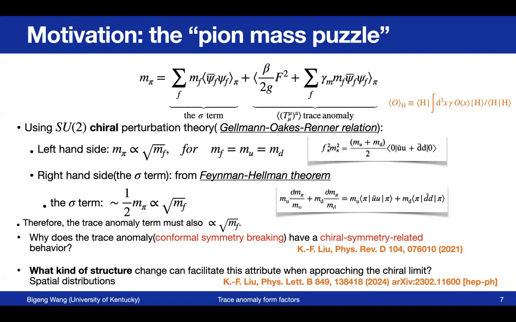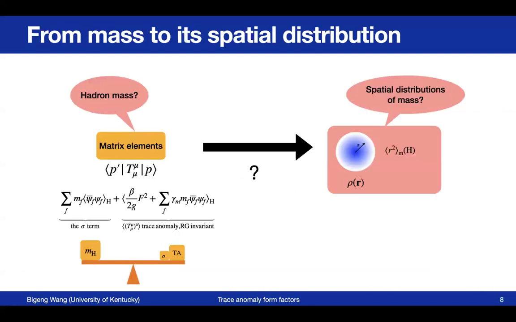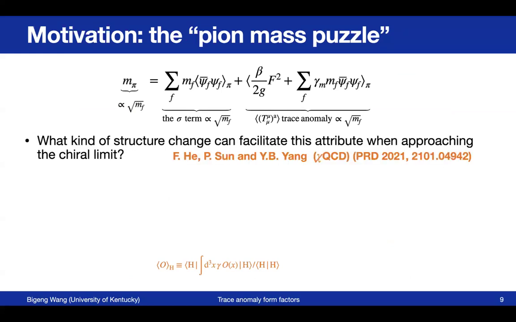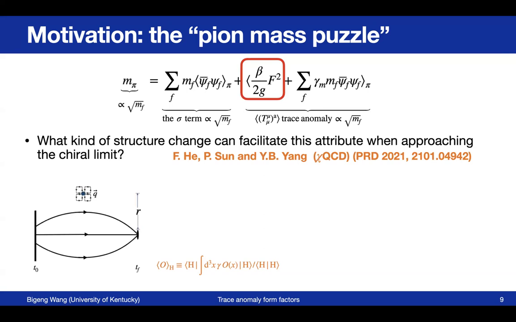So then the key problem we are going to tackle is what is the spatial distribution of the trace anomaly and how that changes in the chiral limit. So that's the figure showing we're starting with some problem with the hadron mass, and now we're trying to look at what is the distribution of mass from the trace anomaly term. There is a previous calculation by our collaborator, who is also an author of the current paper, trying to answer this question. They look at the contribution from the F squared term, the glue term, in the trace anomaly.